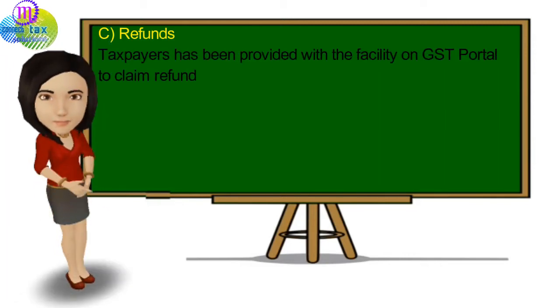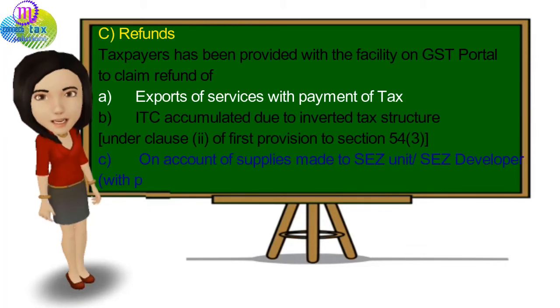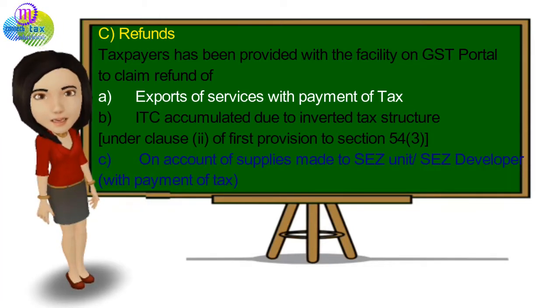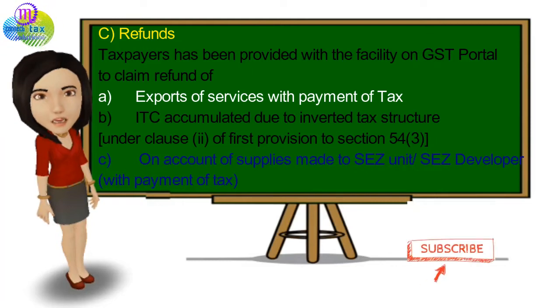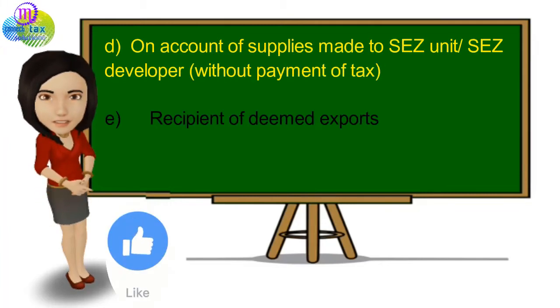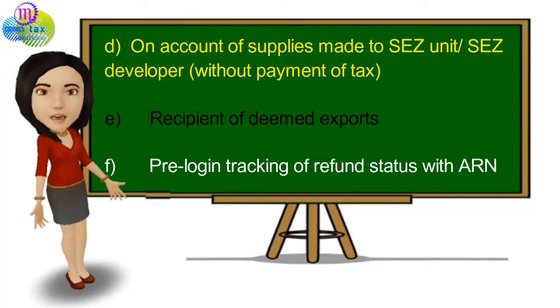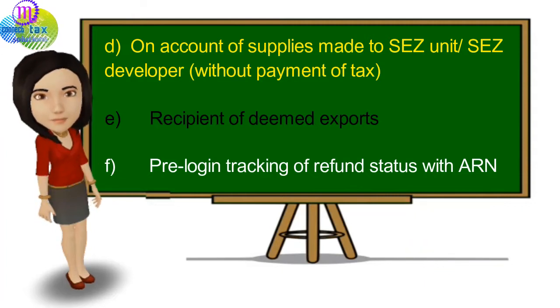C. Refunds. Taxpayers have been provided with the facility on the GST portal to claim refund of: A. Exports of services with payment of tax. B. ITC accumulated due to inverted tax structure under Clause E of the first proviso to Section 54(3). C. Supplies made to SEZ unit/SEZ developer, with payment of tax. D. Supplies made to SEZ unit/SEZ developer, without payment of tax. E. Recipient of deemed exports. F. Pre-login tracking of refund status with ARN.